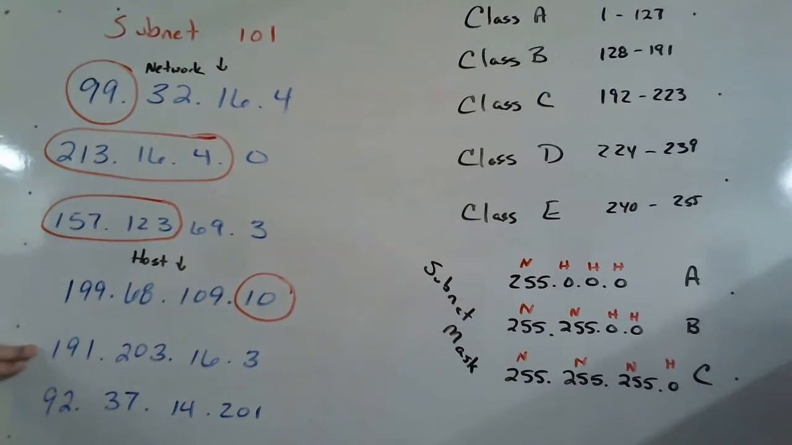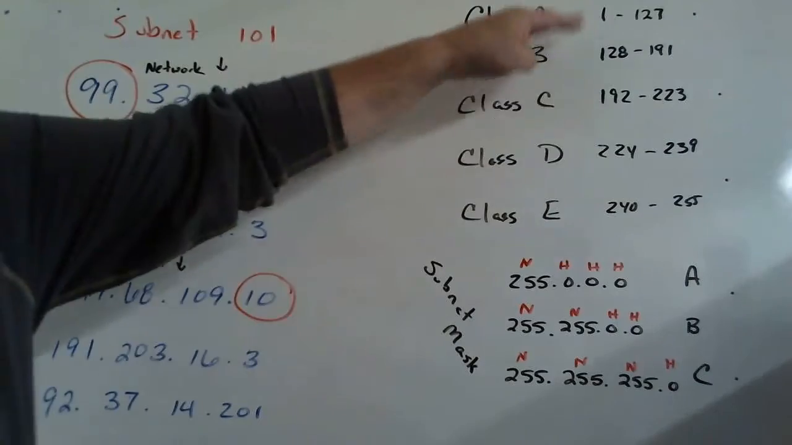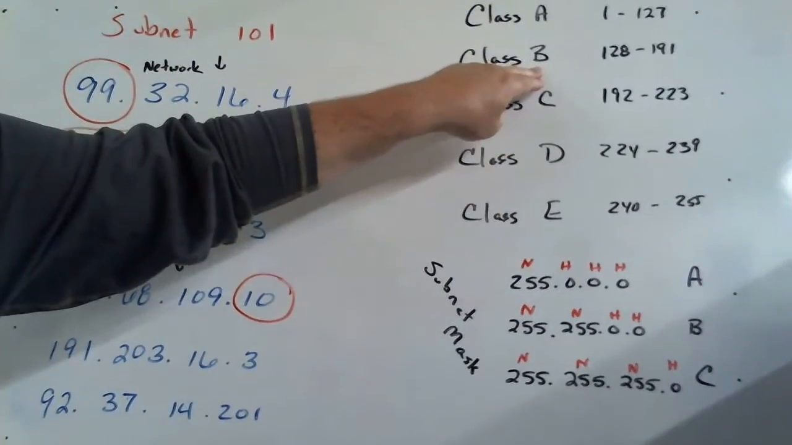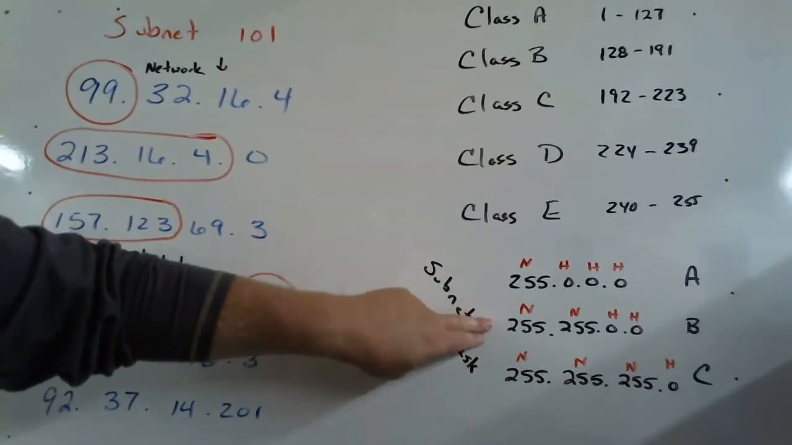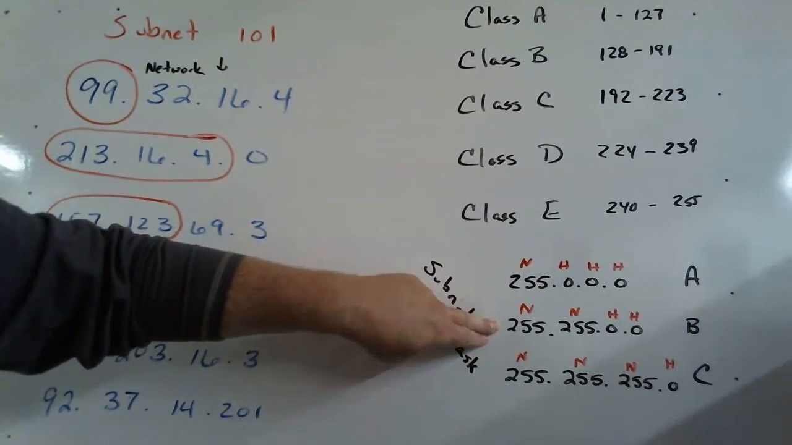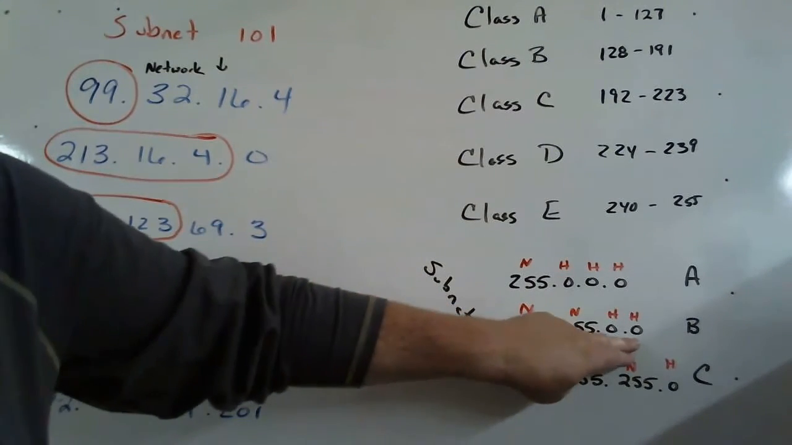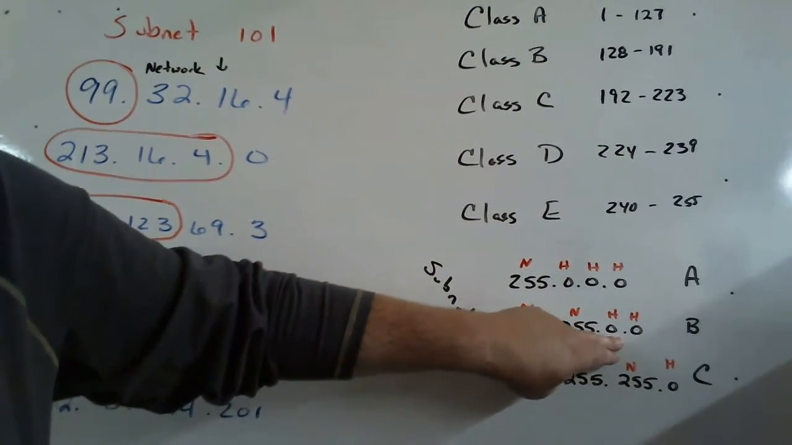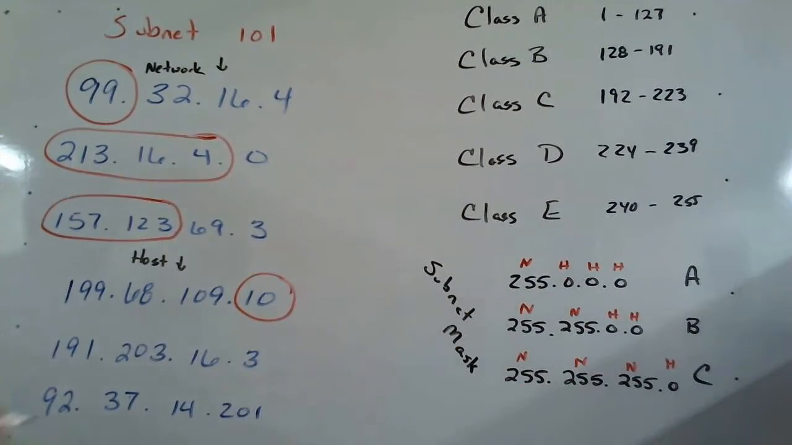Our next number, 191. Where does it fall? It's a class B. We look at the class B subnet mask. We care about the host. So how many zeros? The last two are zeros. So we are going to circle the 16.3.